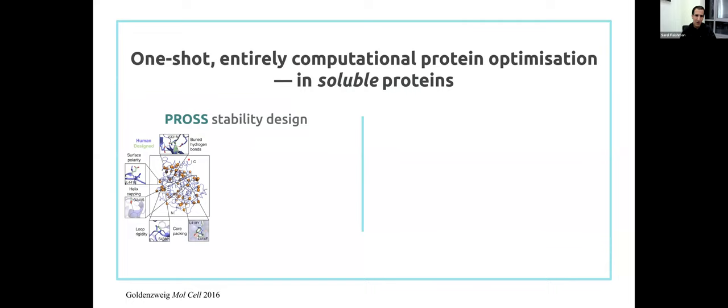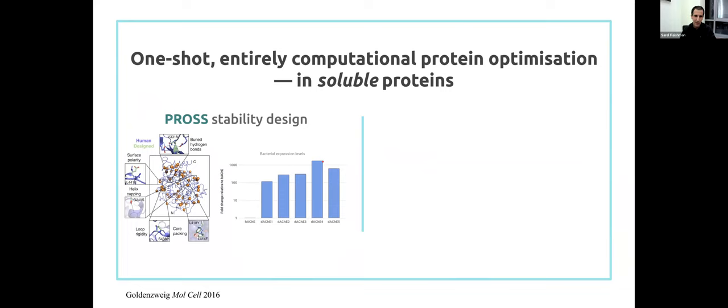We've shown that this method can increase thermal stability or stability to denaturant substantially, and also remarkably improve heterologous expression levels. In this case, a human enzyme expresses very poorly in bacterial cells, and the designs express up to about 2,000-fold higher levels after this design procedure.